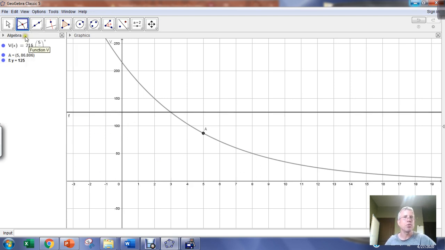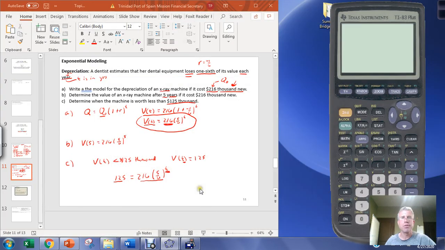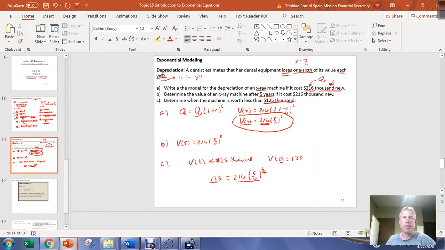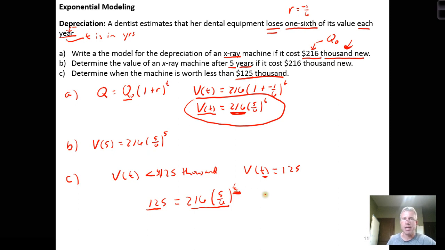So I'll just take my intersect tool and grab that intersection. And it looks like from right here that $125,000 will happen in year 3. So after 3 years, the value of the machine will be less than 125. So I'll go back here, I report out that final answer, and then I say something like, for t greater than 3, the value of my machine will be less than 125,000. So finding that graphically.